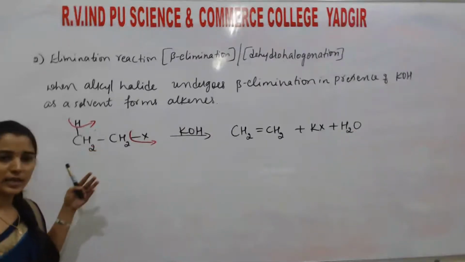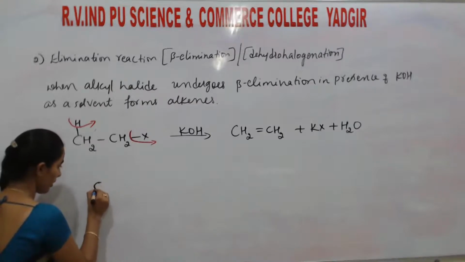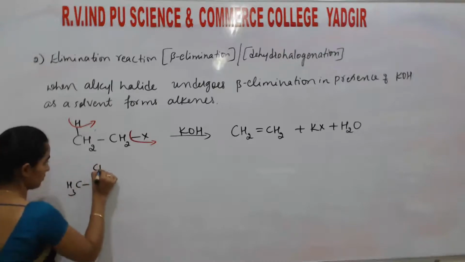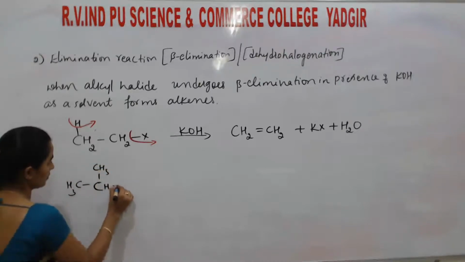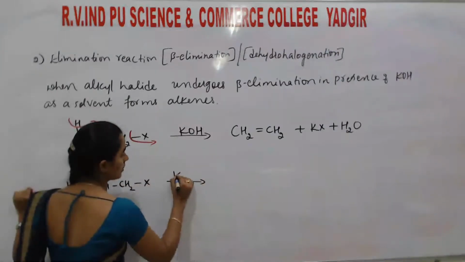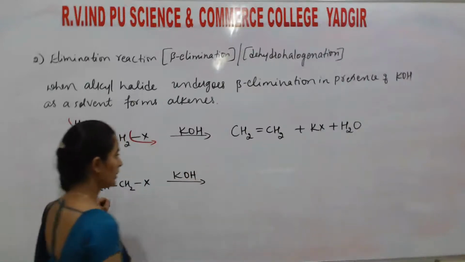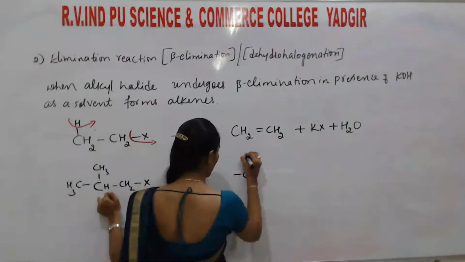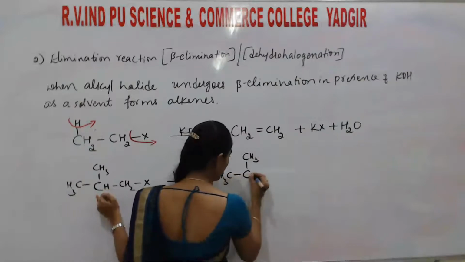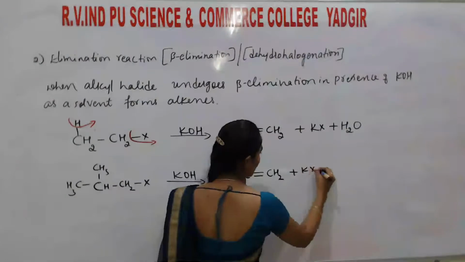Okay. Instead of this, they will ask any alkyl halide. If you want to write it for CH3, here it is KOH. Then the product formula is, here it is a secondary alkyl halide. Only one beta carbon is there. That is C double bond CH2 plus KX plus H2O.